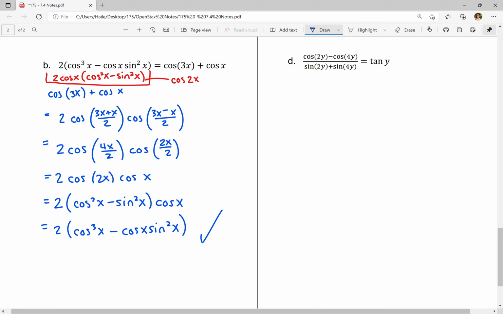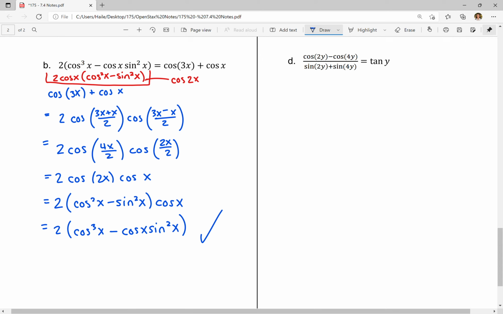Think about where you want to go. So that's what we did. We went to our left side and we thought, okay, let's see if I can start to work backwards a little bit. And we said, okay, let's factor out cosine of x. And that was what showed us what we needed to do going forwards at the bottom.